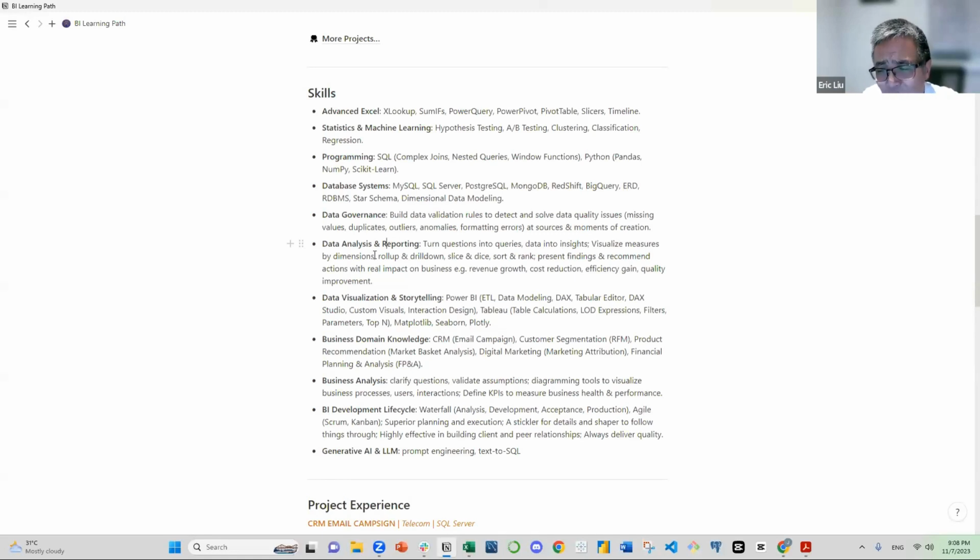Okay, so I hope you understand the difference between ad hoc analysis and ongoing reporting. But the details: turn the questions into queries and turn data into insights. That's what you do, right? And then visualize the measures by dimensions, roll up and drill down, slice and dice, sort and rank, present findings and recommend actions with real impact on business. I am repeating this. I think you saw this in the Career Guide. So this is a pretty good, solid bullet.